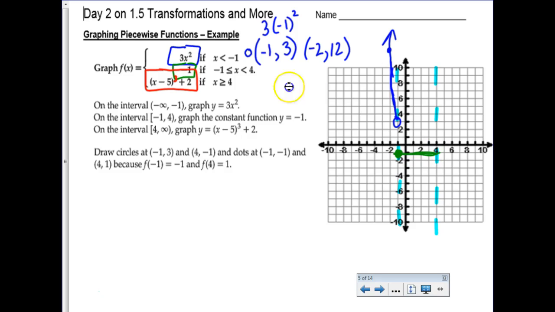And then on 4, I noticed that green function is not defined at 4, so give me an open circle right there. Make your open circles really gigantically exaggerated, especially if you're using pencil on a coordinate plane, because it's hard to see.